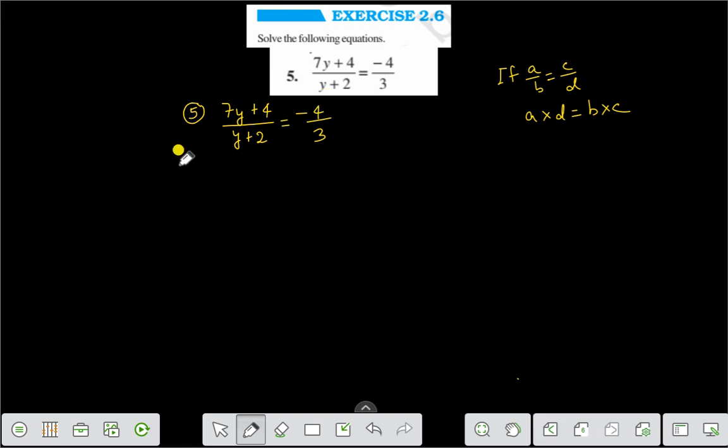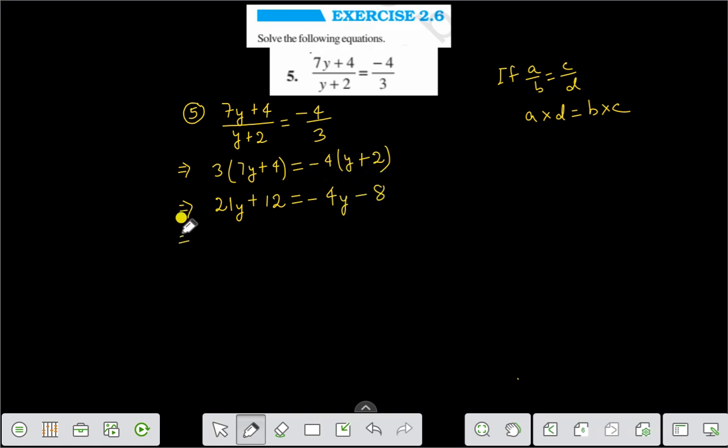Therefore, we are writing that 3 into 7y + 4 is equal to minus 4 into y + 2. Or it can be written as 21y + 3 4 is 12 is equal to minus 4y minus 4 2 is 8.